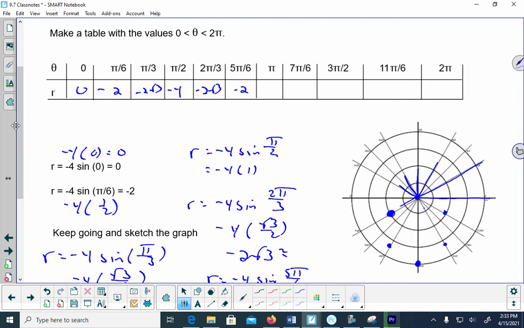I'm going to erase all these lines, but I'm going to keep my points. So that's what I have so far. I also had one here.